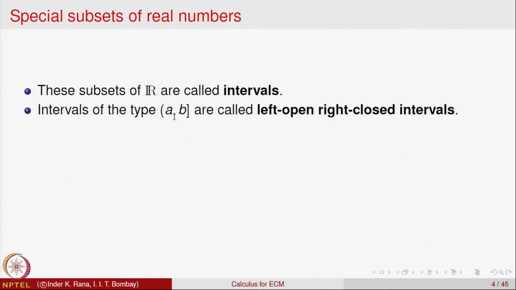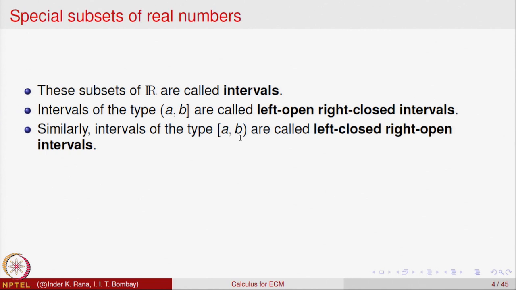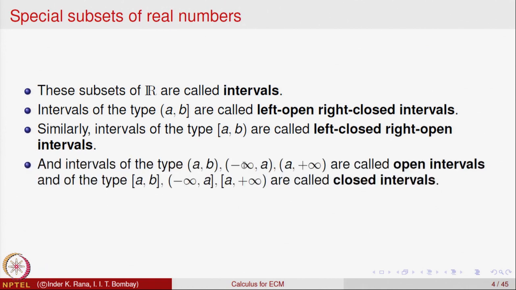So, when I am not including A, so there is a circular one, and including B, these are called left open right closed intervals. So, intervals of this type are called left open, the left point A is not included and B is included. So, left open right closed. Similarly, this type of intervals with a square bracket on the left is left closed right open. The intervals A comma B with circular brackets, and minus infinity comma A, A comma plus infinity, all these types of intervals are called open intervals. And when there is a square bracket with infinities coming, these are called closed intervals.